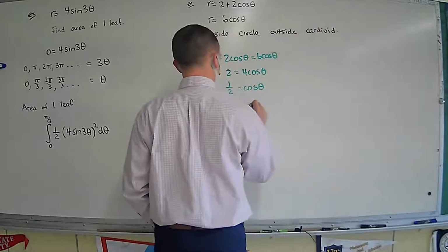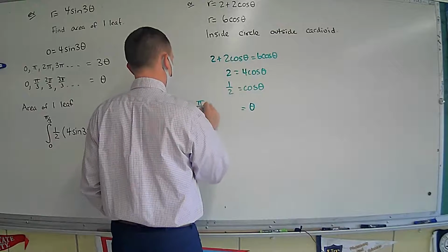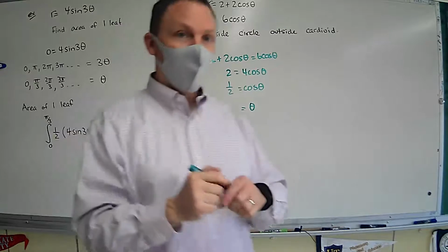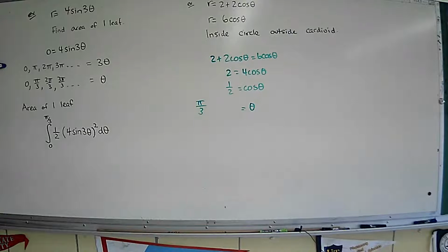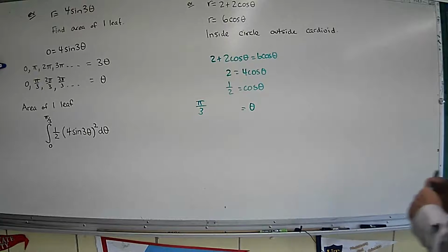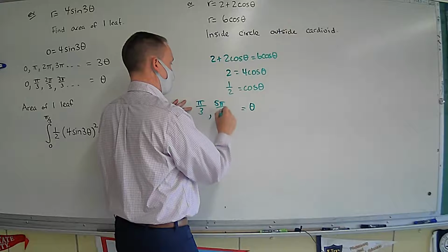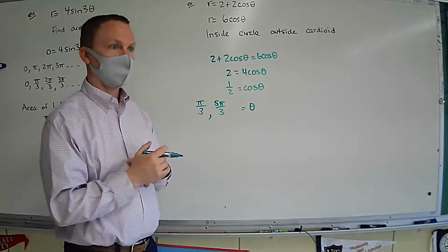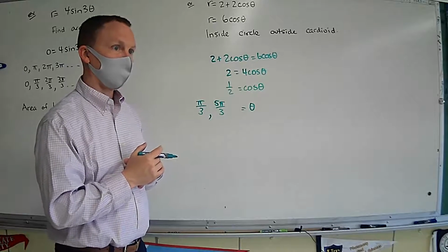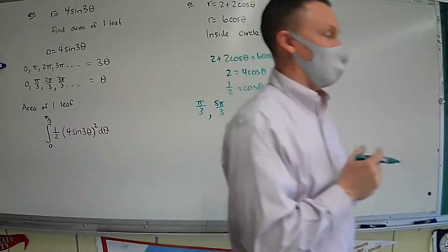So theta equals pi over 3. Now we've got to know how this works here. It's not just pi over 3, because there's lots of places where the cosine is equal to 1/2. What quadrants is cosine positive in? First and fourth. Right? First and the fourth. So that's pi over 3 and 5 pi over 3.